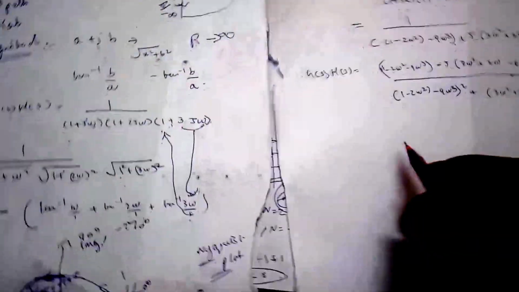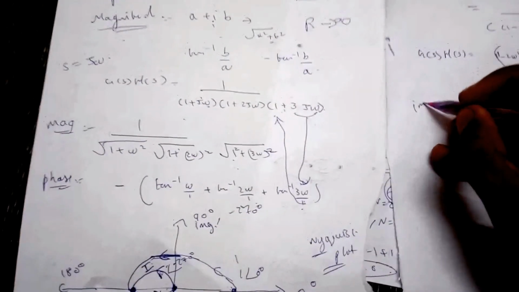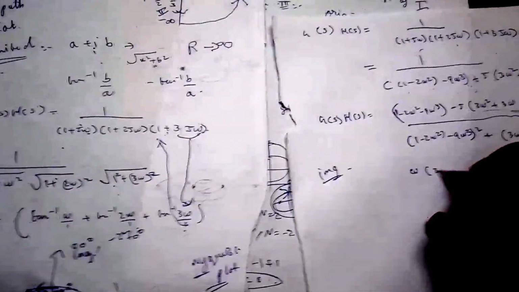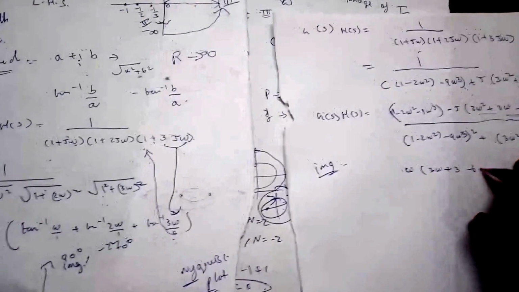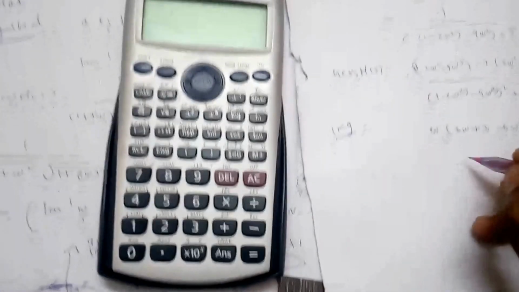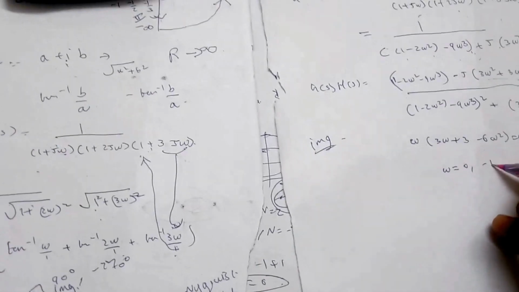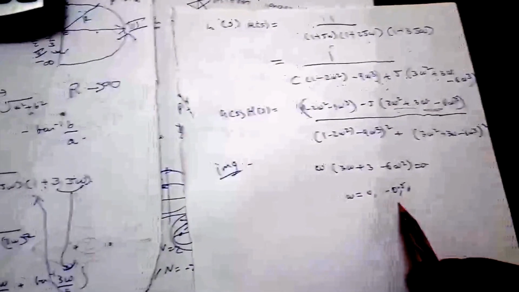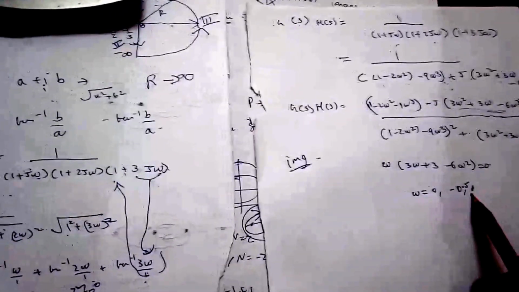So for this we need to have imaginary part equal to 0 to find this point. Making imaginary part 0, we get omega into (3 omega plus 3 minus 6 omega square) equal to 0. Solving this equation on the calculator, I found omega equal to 0, minus 1, minus 0.5 and 1. So these are the points of omega at which it will be intersecting with the real axis, where imaginary part will be 0.